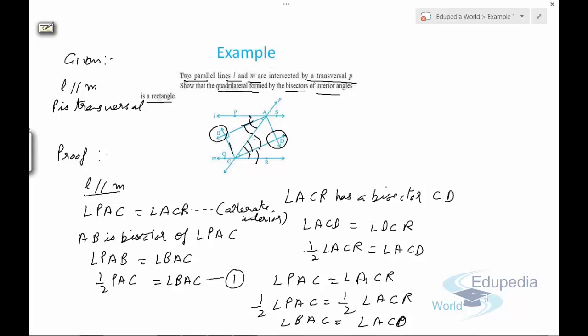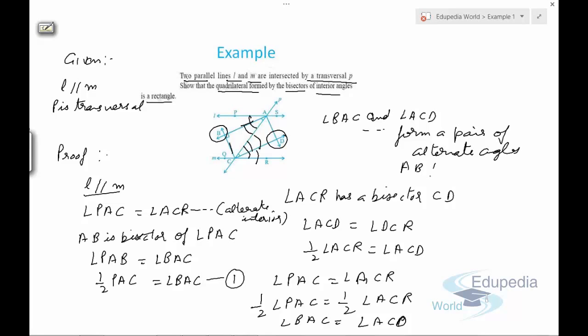If these two angles are equal, they form a pair of alternate angles. Now angle BAC and angle ACD form a pair of alternate angles. Then we can say that AB is parallel to CD. Now in a quadrilateral, if one pair of sides is parallel, then it's a parallelogram. So we can say that ABCD is a parallelogram.